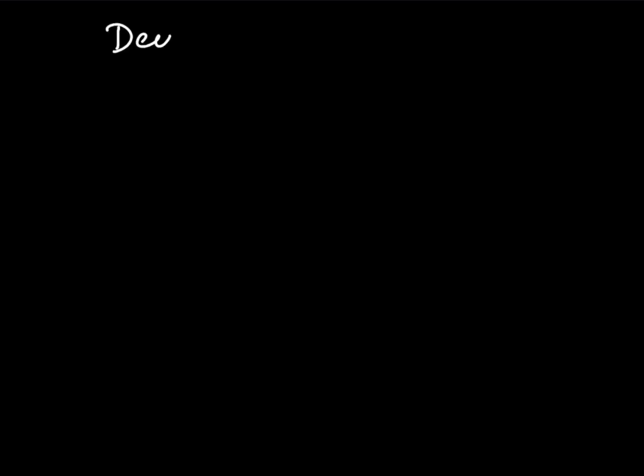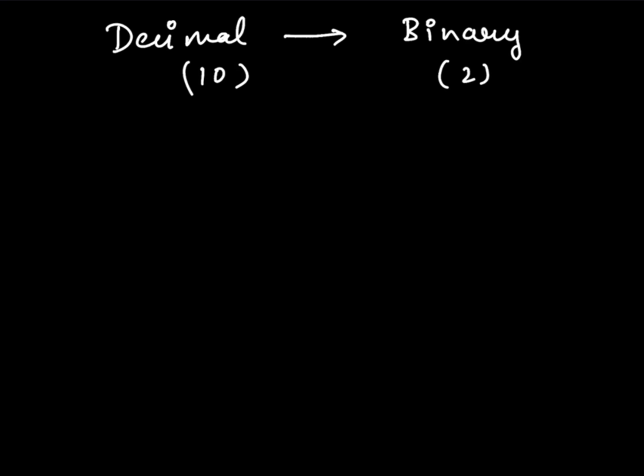In this video, we are going to learn how to convert a decimal number to a binary number. So what is a decimal number? A number that is represented with base 10 is a decimal number, and a number which is represented with base 2 is known as a binary number. So let's say we have the number 85 and we have to convert it into a binary number.